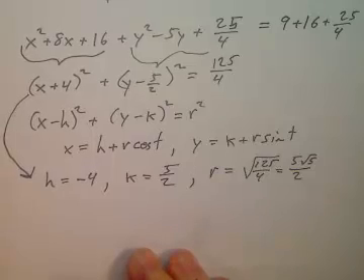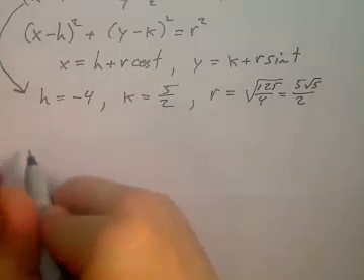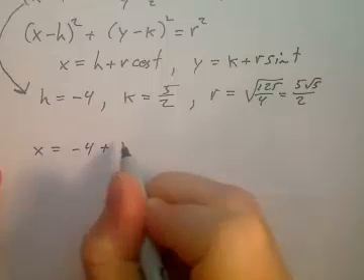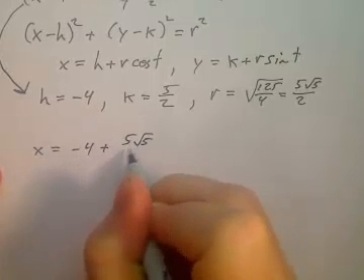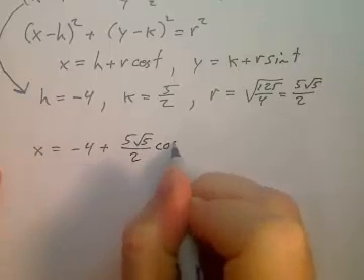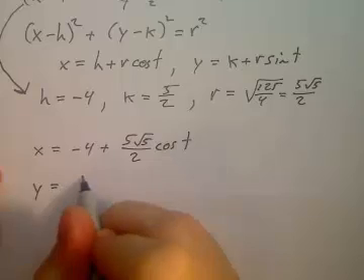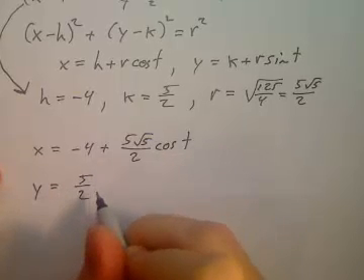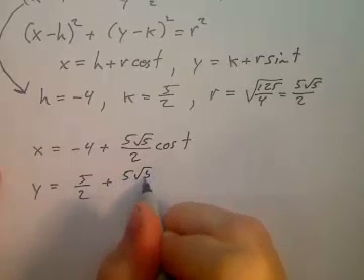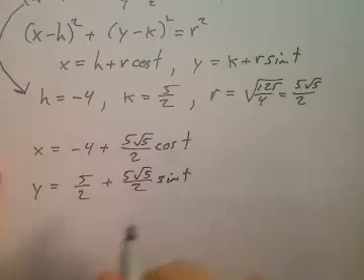So we can write a parameterization now. We have x is negative 4 plus 5 square root of 5 over 2 cosine of t. y is 5 halves plus 5 square root of 5 over 2 sine of t.